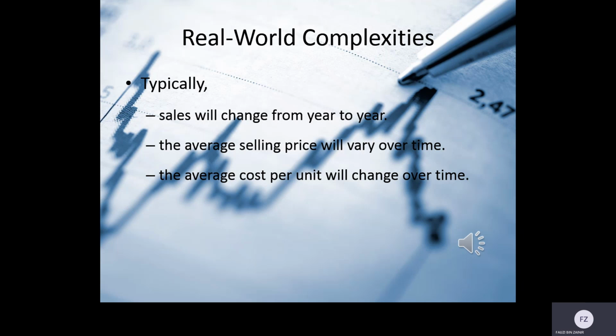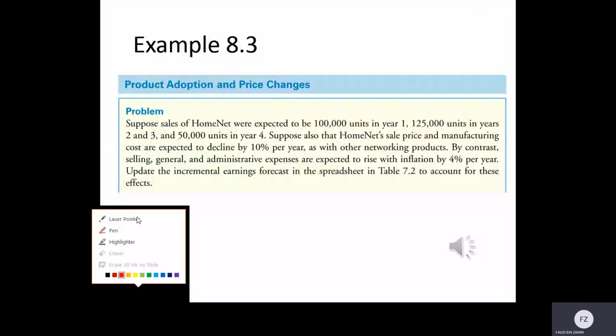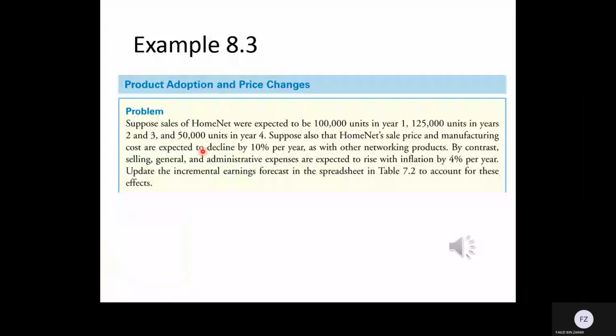Let's look at one of the examples, Example 8.3, product adoption and price changes. Suppose sales of HomeNet were expected to be 100,000 units in year 1, 125,000 in years 2 and 3, and 50,000 units in year 4. Suppose also that HomeNet's sale price and manufacturing costs are expected to decline by 10% per year, as with other networking products. By contrast, selling, general and administrative expenses are expected to rise with inflation by 4% per year. Update the incremental forecasts in the spreadsheet in Table 8.2 to account for these changes.